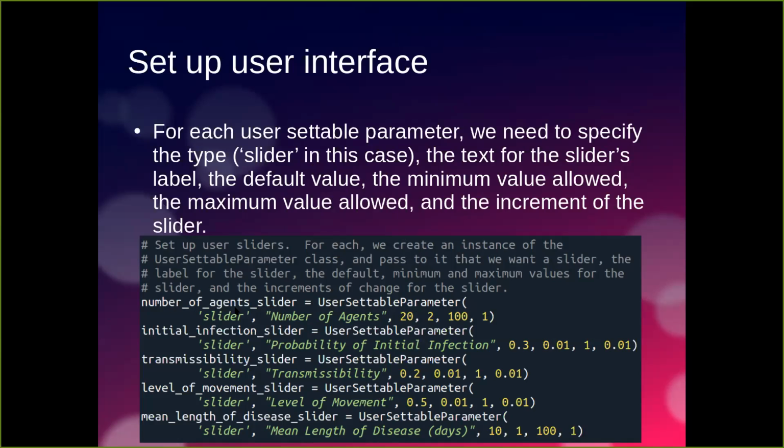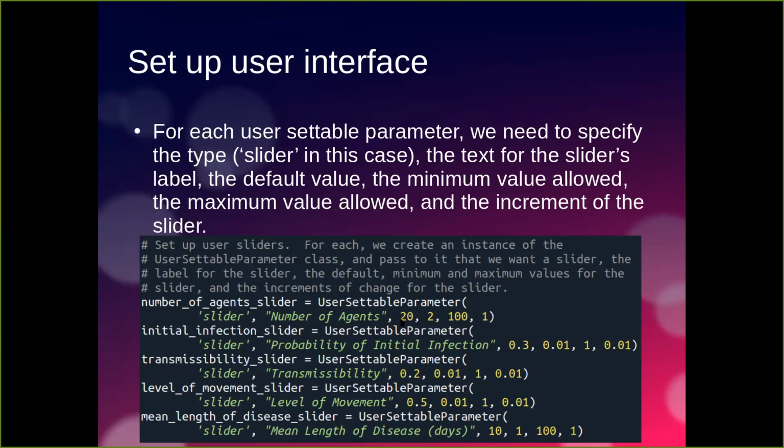So I'm going to set up a slider that allows them to control the number of agents. I've called that the number of agents slider, and I've said that's an instance of the user settable parameter class. The first thing I pass in is the type of interface element. So it's a slider. That's what I want the interface element to be. And because it's a slider, I want to give it a label, so that whatever string of text is here will come up next to the slider. That's your information to the user about what this slider changes.